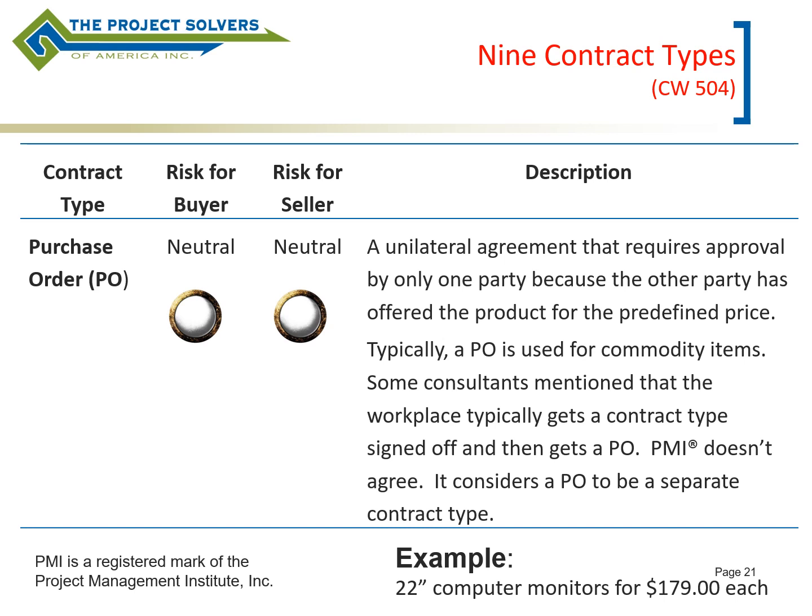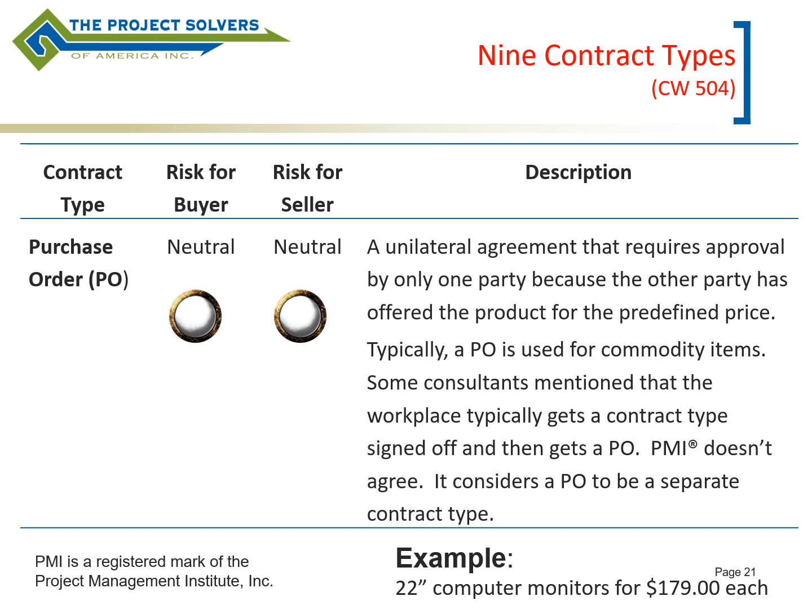A PO is considered a unilateral agreement because approval is only needed by one party, since the other party has already offered this product at a predefined price. So basically it's like saying, here's the computer monitor, $179, take it or leave it. There's not like a negotiation or anything like that that takes place.